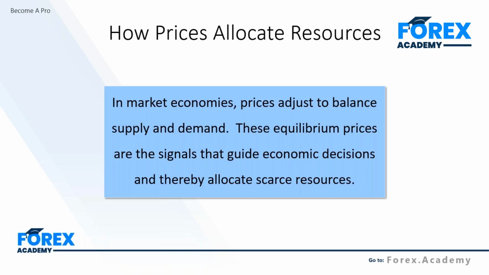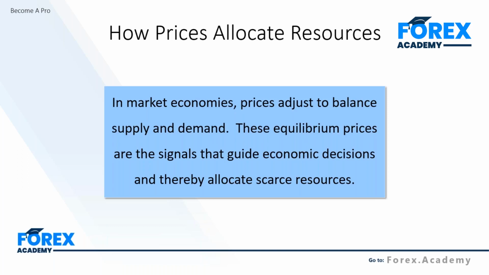If there's one nation that effectively has a very high price or a very large demand for that commodity, it's going to dictate a level of interest in exporting such an asset to that nation. In market economies, prices adjust to balance supply and demand. These equilibrium prices are the signals that guide economic decisions and thereby allocate scarce resources.